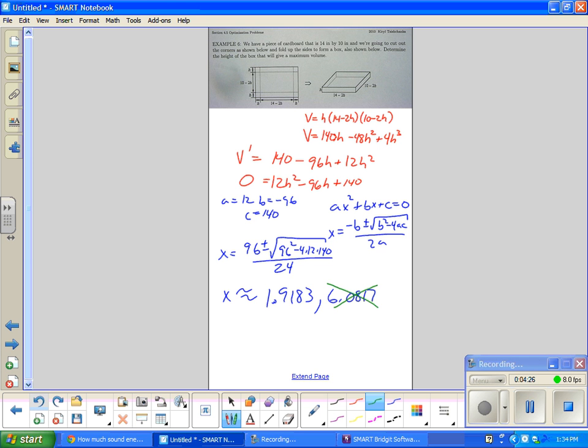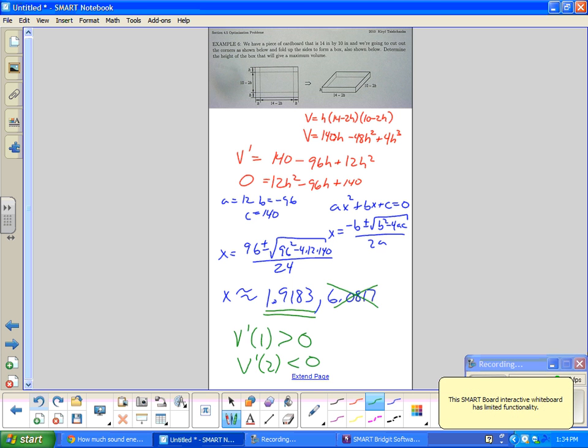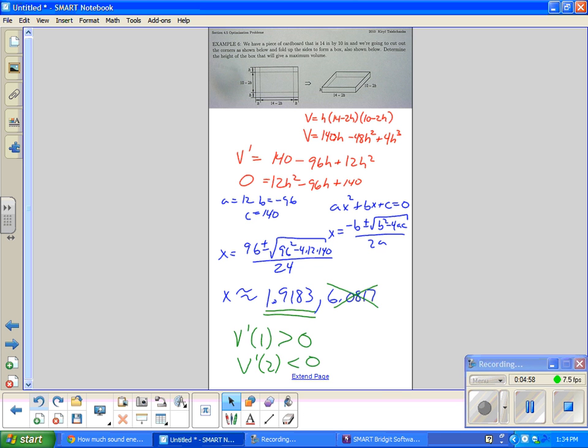Now, if we want to check this, we can do the first derivative test on either side of this. We can plug in, say, V prime of 1, and find that it's greater than 0. And if we put in V prime of 2, we can find that this is less than 0. So the first derivative goes from positive to negative. Thus, by the first derivative rule, since it goes from positive to negative, 1.9183 is a maximum. Again, optimization problems, they take practice. Keep going.